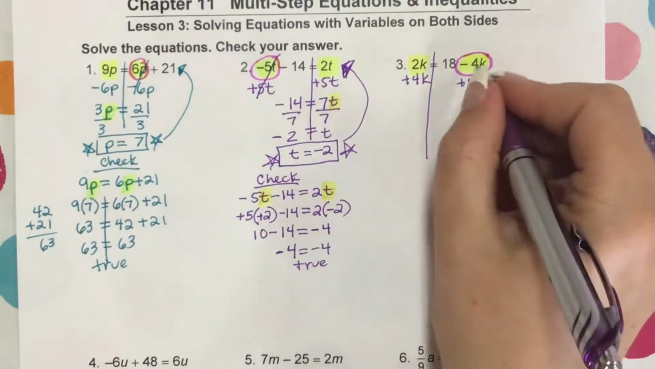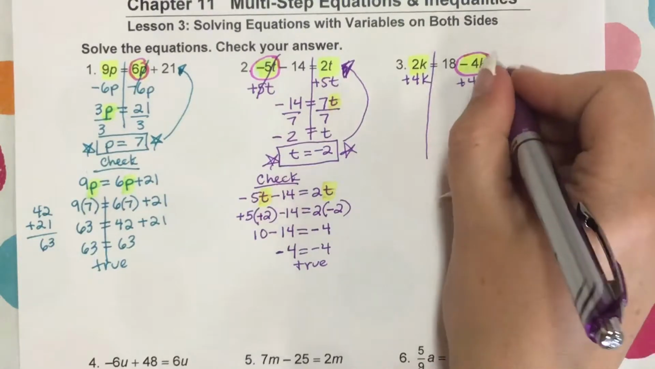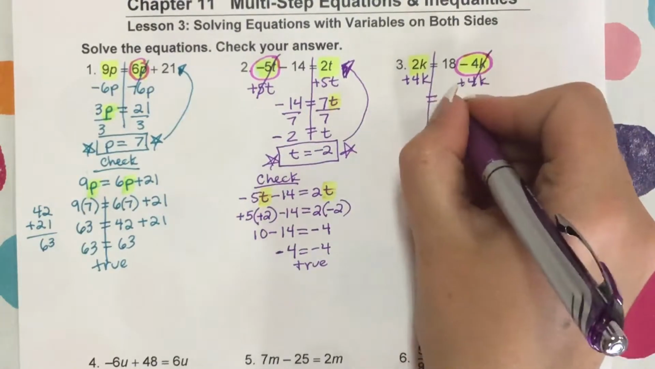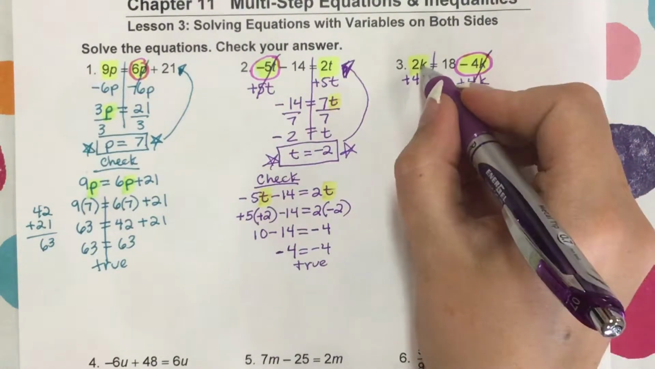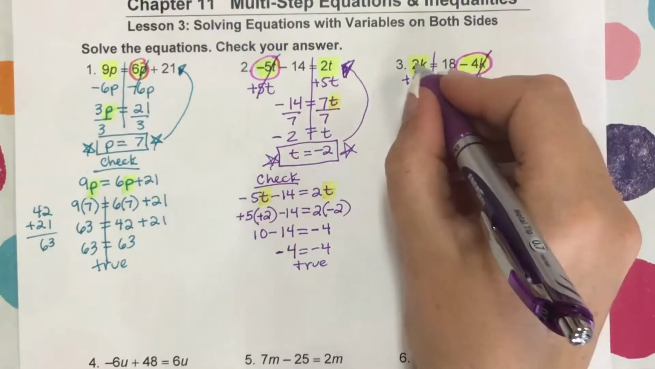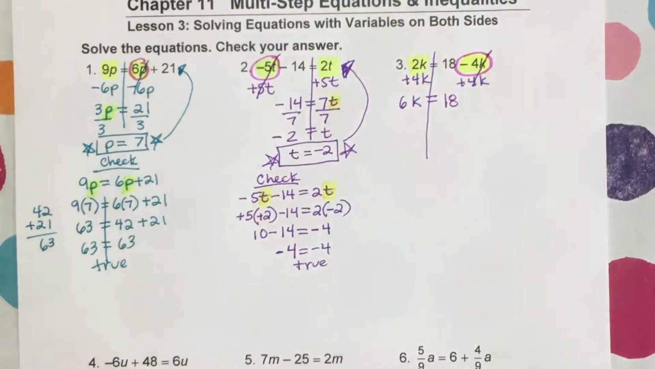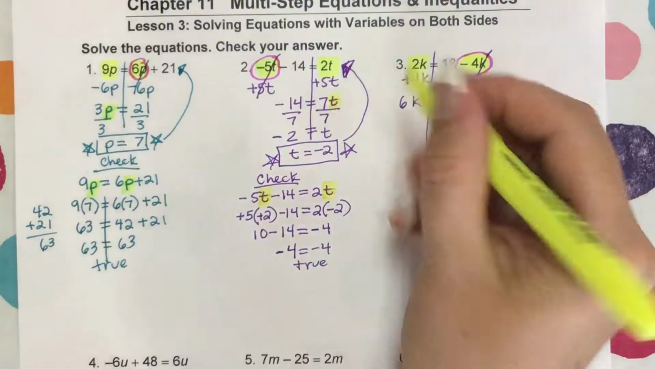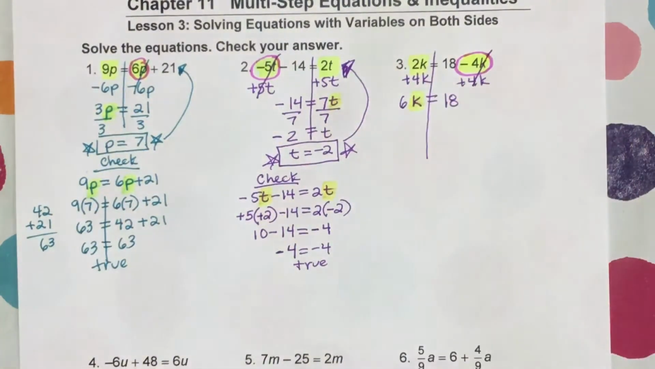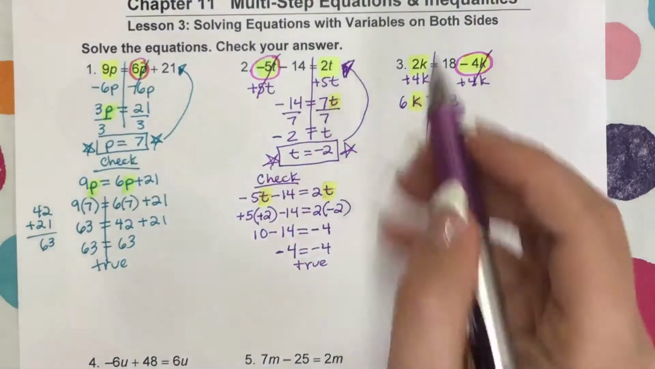Okay, so negative 4k plus 4k, that's going to cancel out and become 0. Then I have 18 here. Then 2k plus 4k would be 2 plus 4 is 6k. And then I'm trying to get k by itself. Okay, so I have to get rid of the 6.